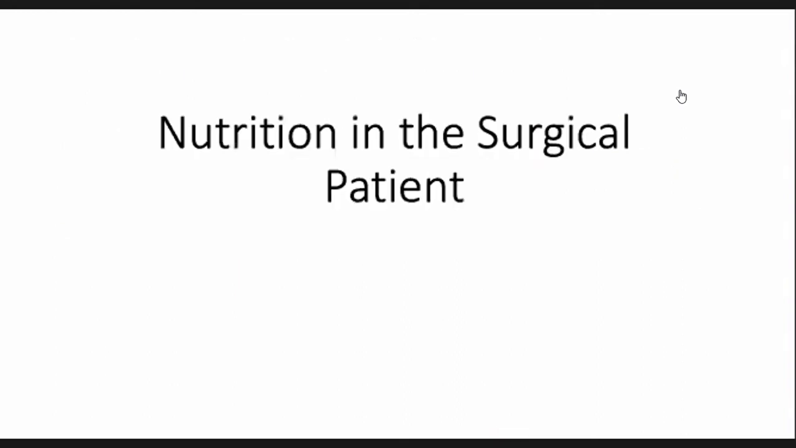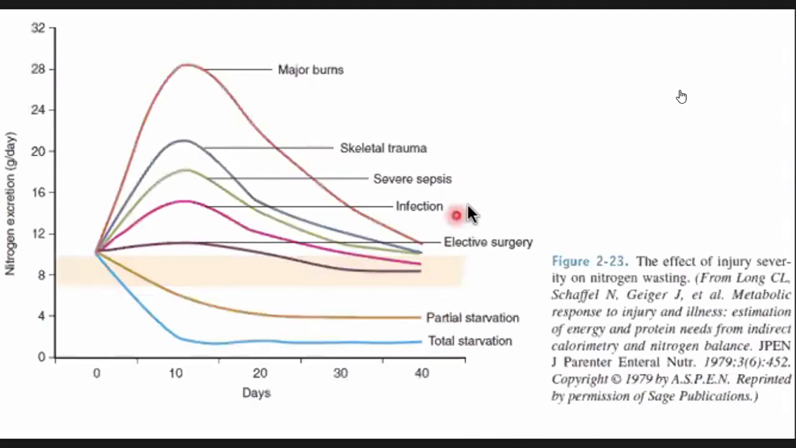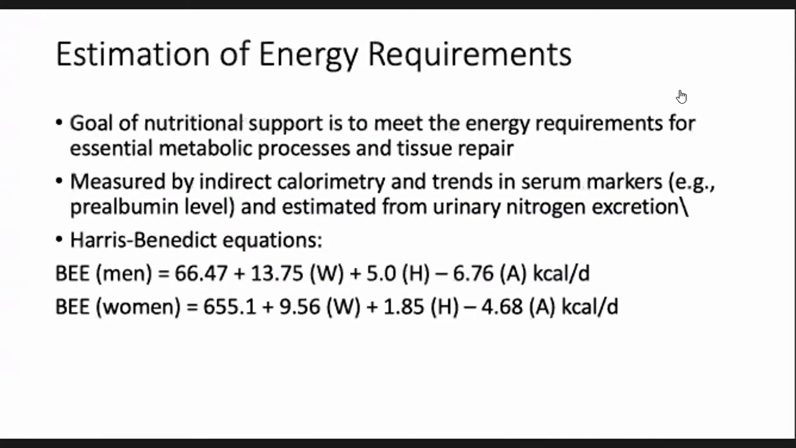Which leads us to the nutrition in surgical patients. As mentioned earlier, the nitrogen excretion and injury severity is directly related to the level of injury, such as in patients with major burns or septic shock. The goal of nutritional support is to meet the energy requirements for essential metabolic processes and tissue repair.